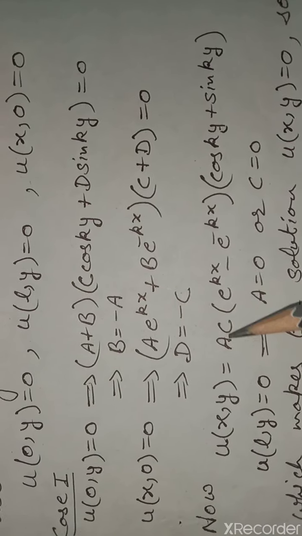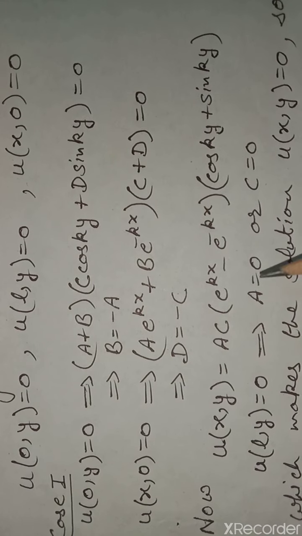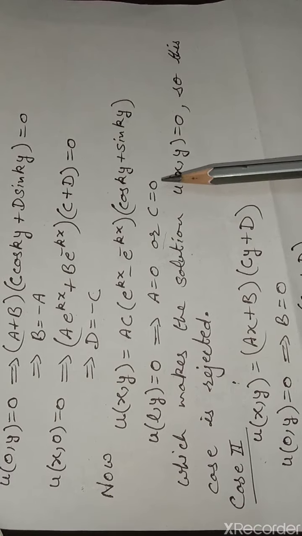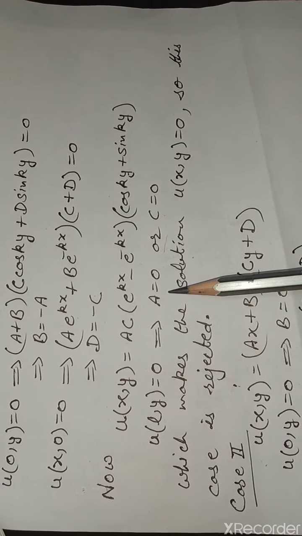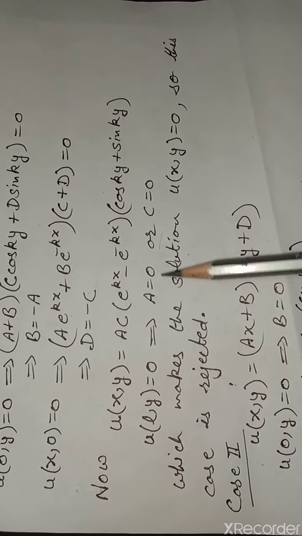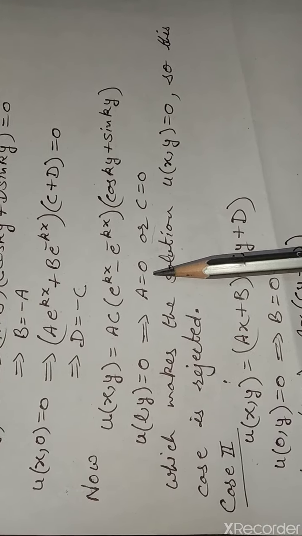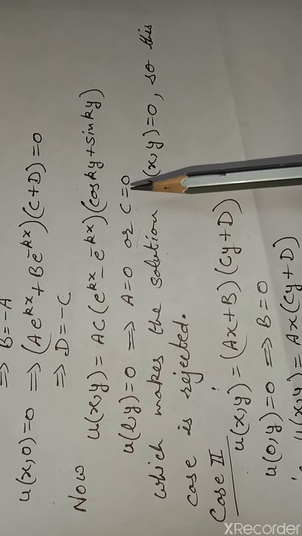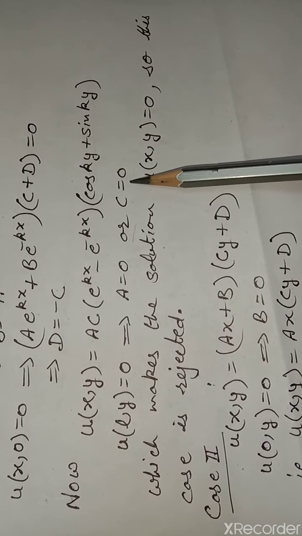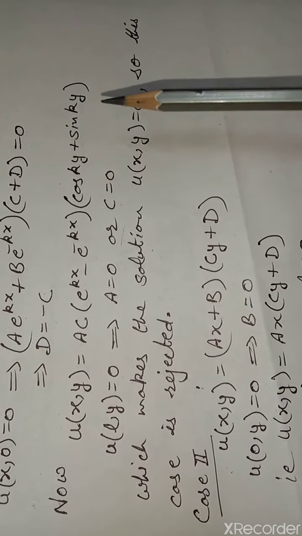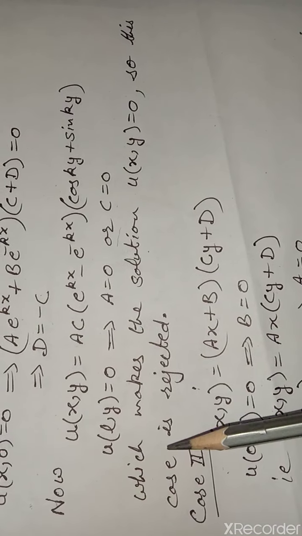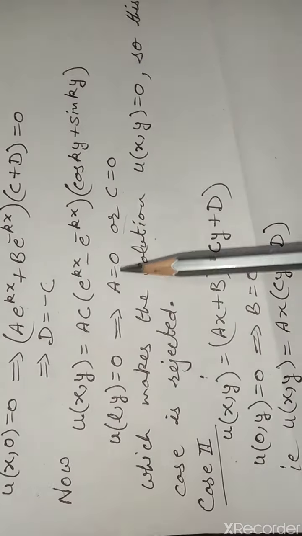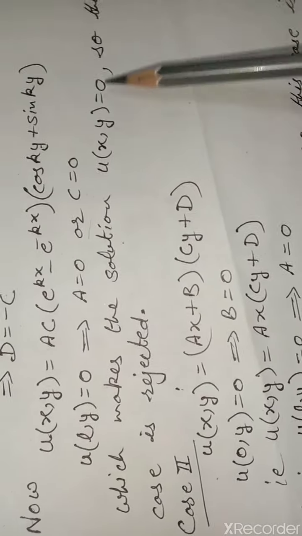Now AC, the product of A and C is 0, means either A is equal to 0 or C is equal to 0. So if we take A is equal to 0, then the solution becomes 0, because A is 0 means B is also 0. And if we take C is equal to 0, then also the solution is 0. So it means in both the cases, the solution is 0. So this case is rejected.